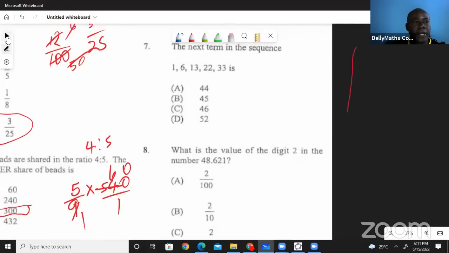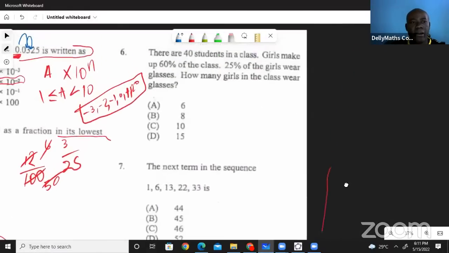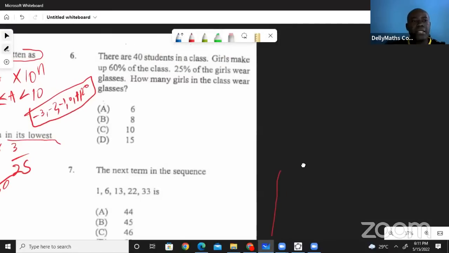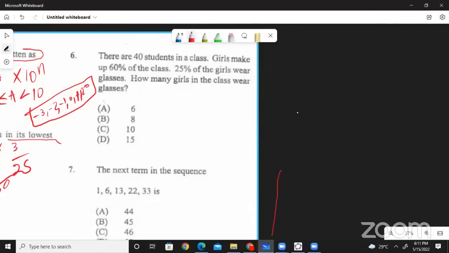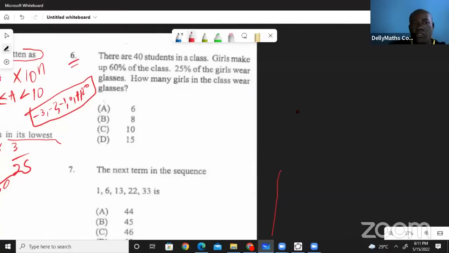All right, let's go to number, where are we? We're at about number 6, right? Let's go for number 6 right there. All right, good. So number 6 says here that there are 40 students in a class. When you find the answer, drop your comments. All right. So 40 students are in a class. Girls make 60%. Now, 25% of the girls wear glasses. How many girls in the class wear glasses?